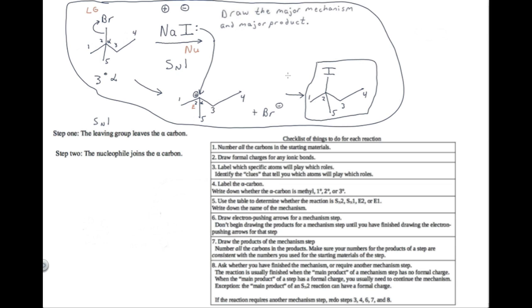I hope when you tried this problem on your own, you actually tried to complete these steps in the checklist. So you should have written down everything I have in the big circle here: numbering all the carbons, writing down the roles, labeling the alpha carbon, writing down the name of the mechanism, writing down the formal charges. At this point, try to model your scratch work on the scratch work that I'm modeling for you in the videos. That's the way to make progress in Ochem, by building good habits as a beginning Ochem student.